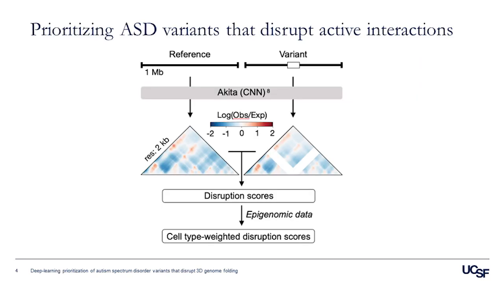Using Akita, we can compare predicted contact frequency maps from sequence with and without each variant found in individuals with ASD and generate disruption scores that quantify the changes in genomic contacts in a 1 megabase region surrounding the variant. By incorporating epigenomic data from excitatory neurons, the cell types most commonly affected in ASD, we can generate weighted disruption scores that should be more representative of the affected tissue.